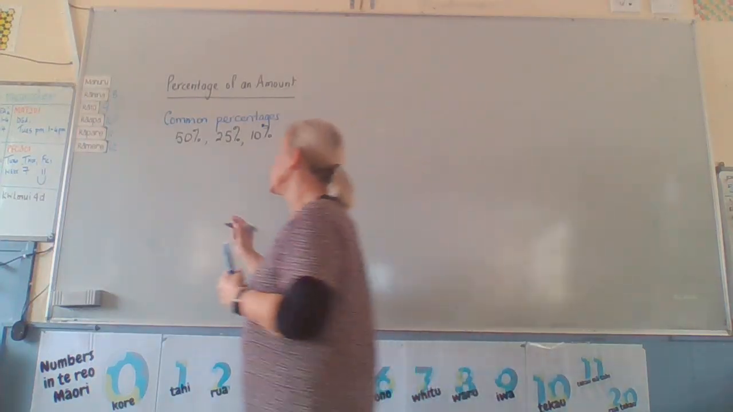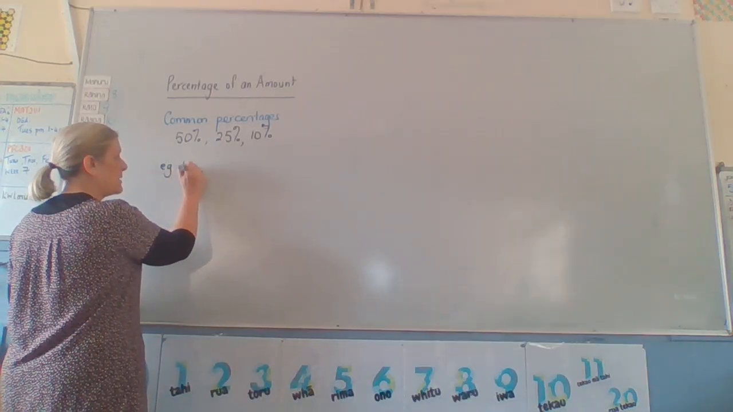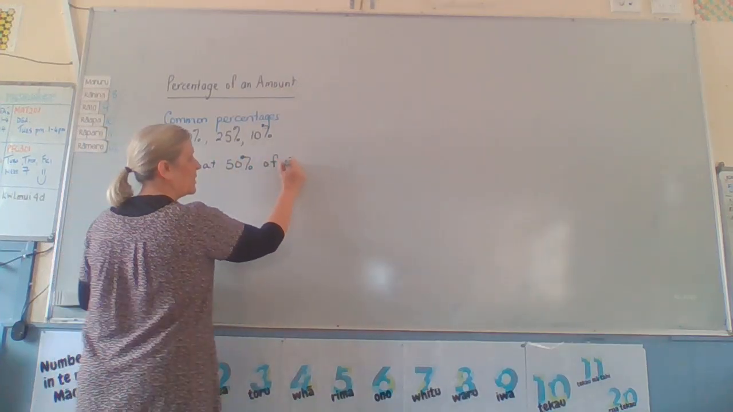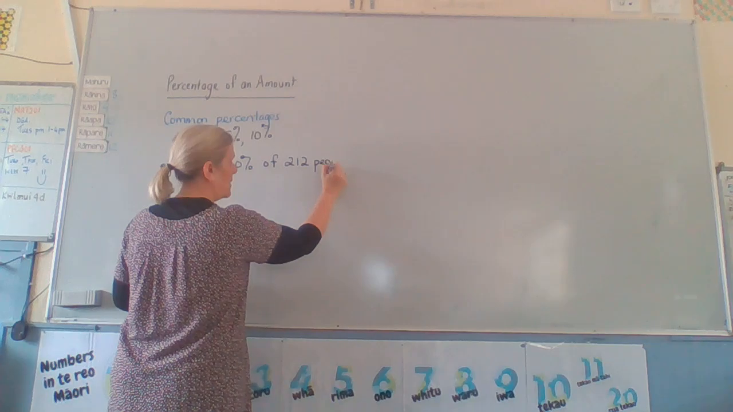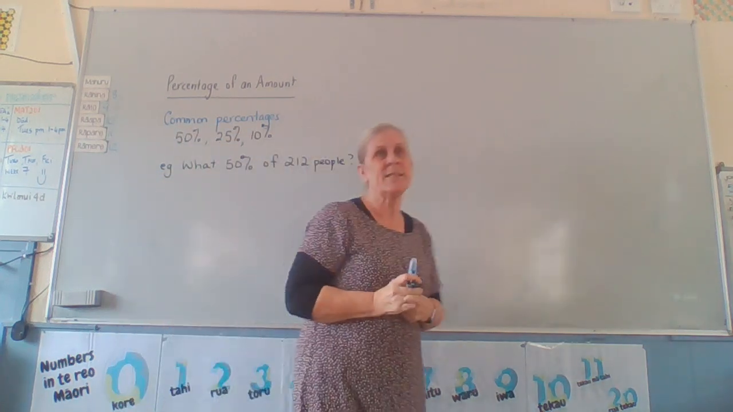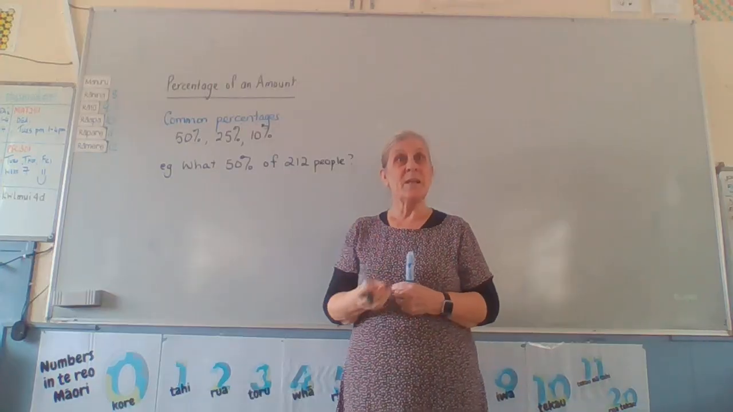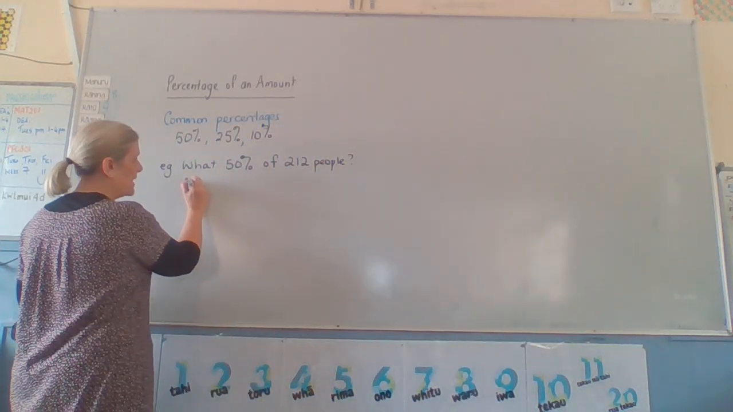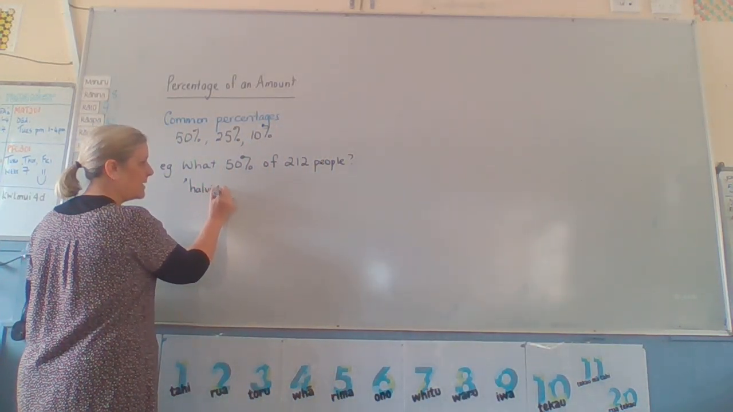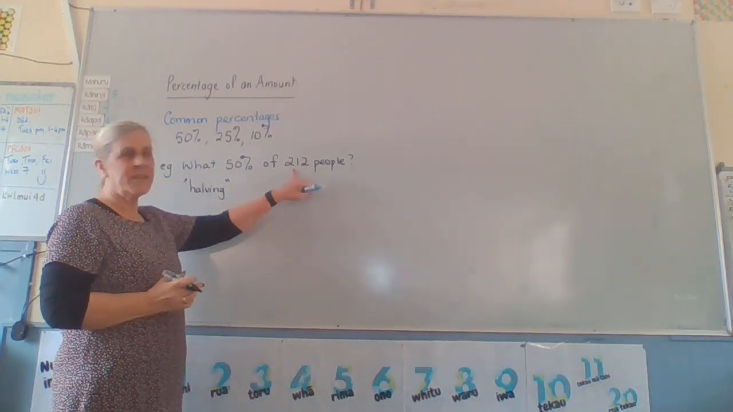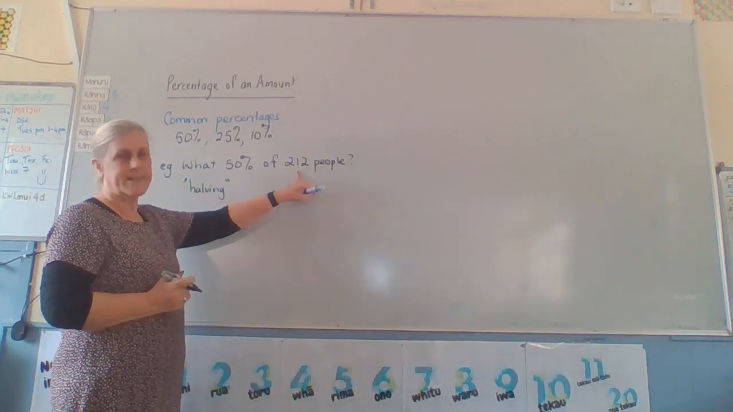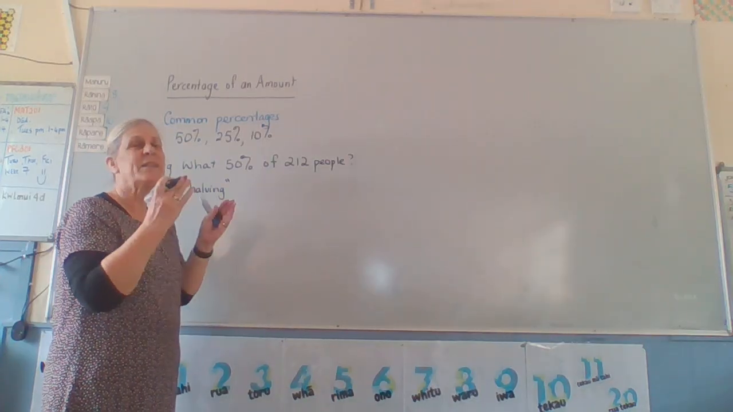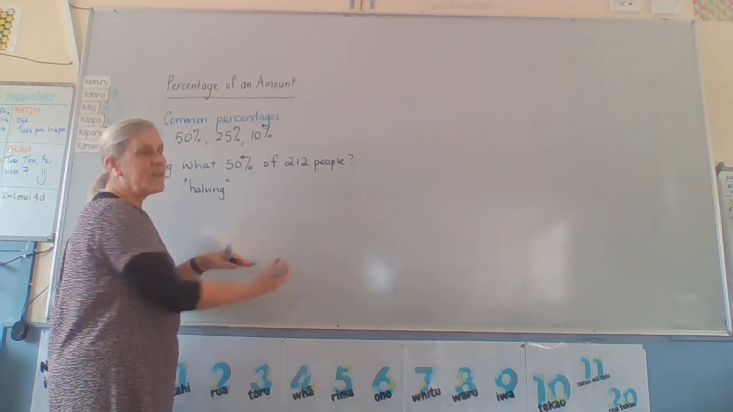All right? So if the question said something like, what is 50% of 212 people, we can find the answer fairly easy because what are we doing? Halving. For 50%, we are just halving. So if we know that, we can pretty much find the answer straight away. So we know the answer is going to be 106. That's what we know. What we need to be able to do is have a method, though. So we need to have some working that we write down, even if we know the answer.